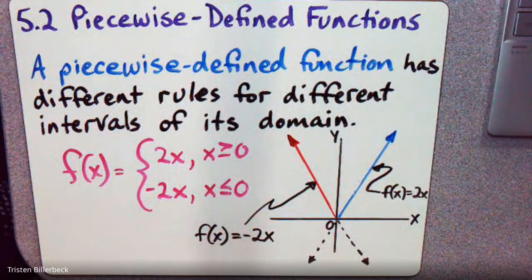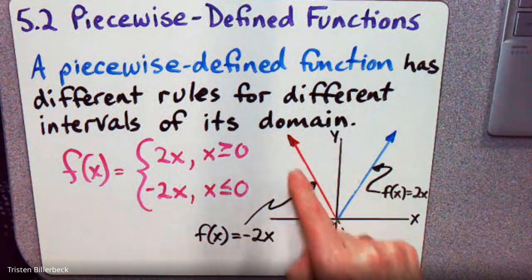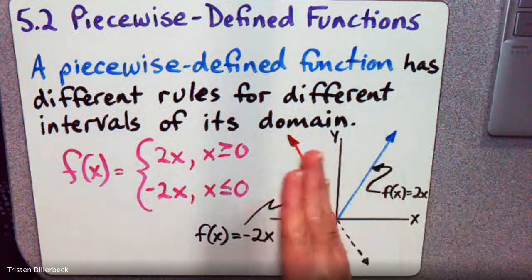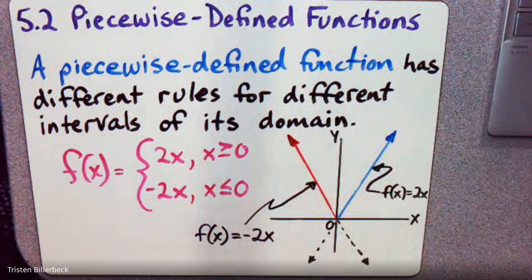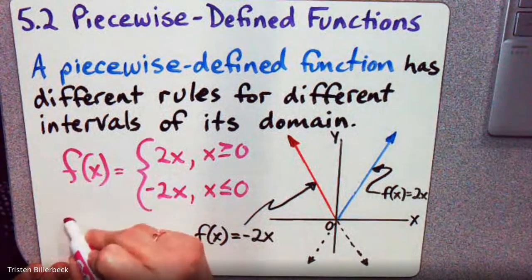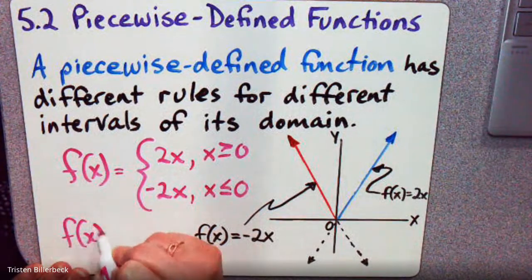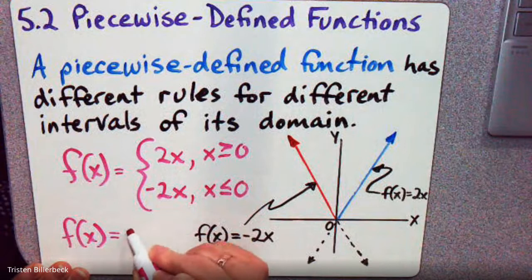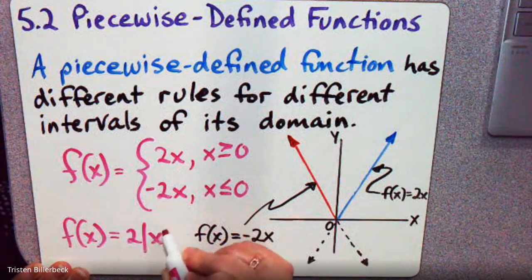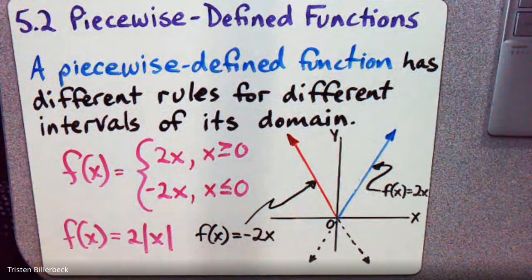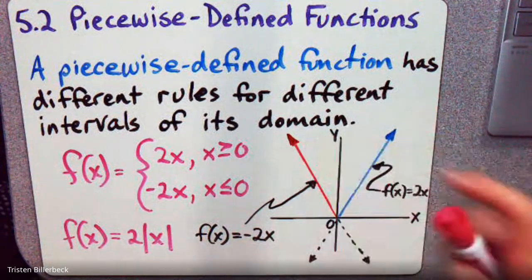So this function on this side would be your negative 2x, so it would have a negative slope. It's just a reflection about the y-axis. And if we wanted to write this as a function, we'd write it like this, where it becomes 2 absolute value of x. So we're breaking up the absolute value into 2 different sections.